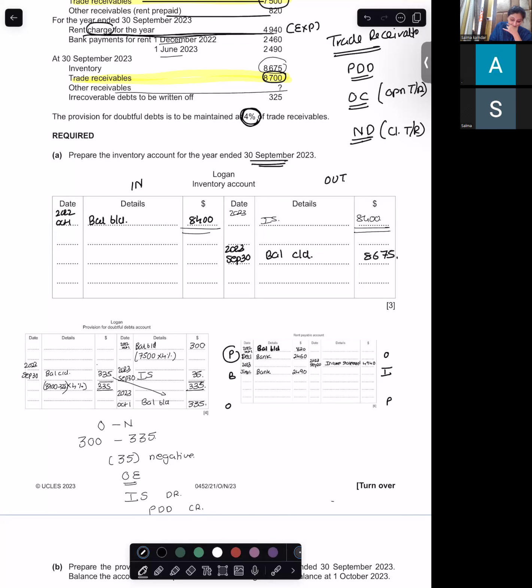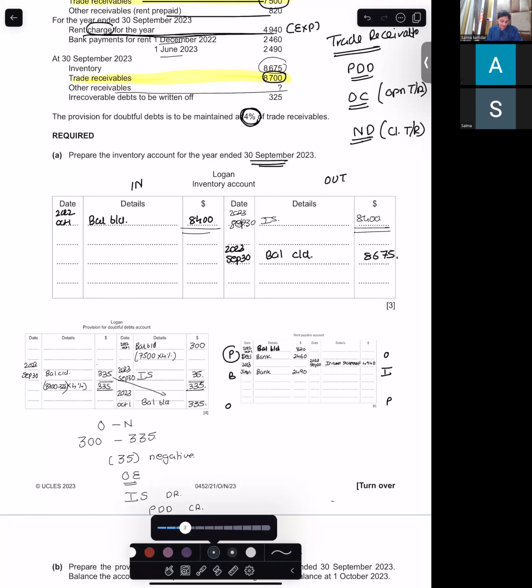Miss, why, Miss? Because opening inventory becomes a part of cost of sales. There is no other information related to inventory. There's nothing that is given to me related to inventory. Okay. 8675 is the closing inventory. This also you will write to the income statement on the last day. Are you with me? Yes, Miss.